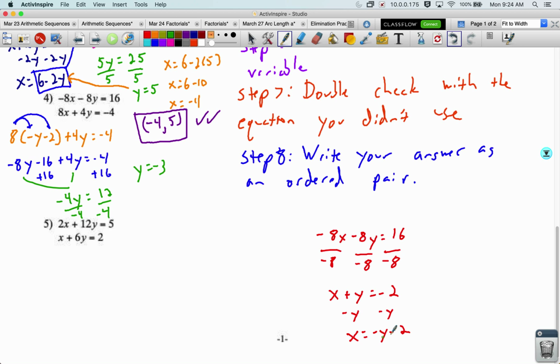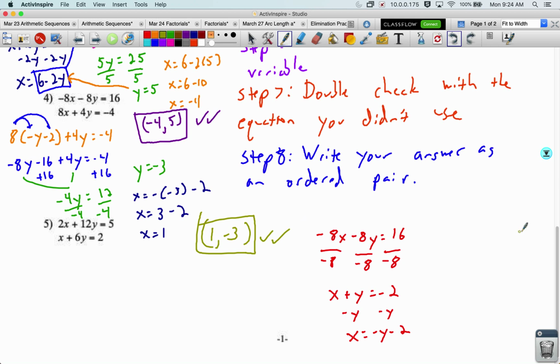Got to plug that negative 3 back in somewhere. This is a really good spot to plug it in. So x equals negative negative 3 minus 2. x equals 3 minus 2. x equals 1. Now just write it as an ordered pair. 1, comma negative 3. And we used the top equation to solve, so we'll use the bottom equation to double check. 8 minus 12 equals negative 4, negative 4 equals negative 4. That checks out. All right, one more here.